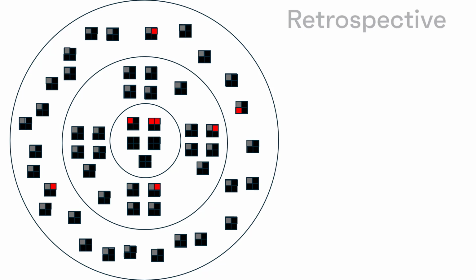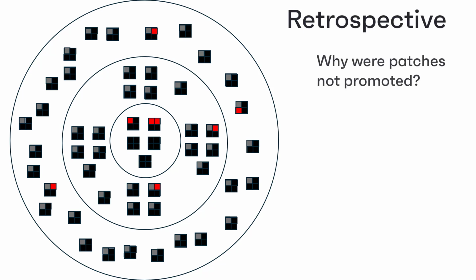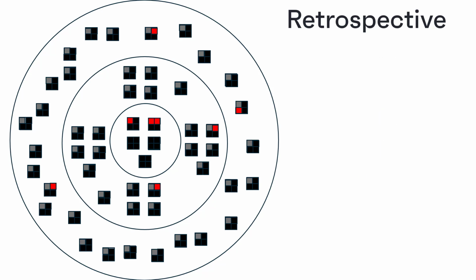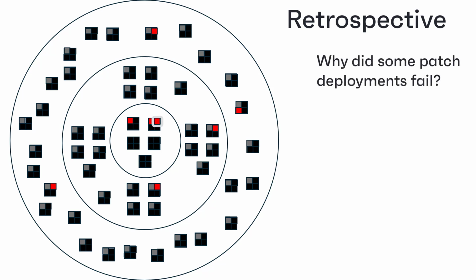At the end of the rollout, review how things went. Investigate why specific patches were not promoted from the test ring and address any issues found. If these patches meet the criteria for the next rollout, then their deployment will be tried again, but they're likely to fail again unless you address the reasons that they failed the first time. Also, note that although patch 2 was promoted, it wasn't installed on all devices. So again, why did it fail on that device in the test ring? How can you improve its chances of deploying next time?